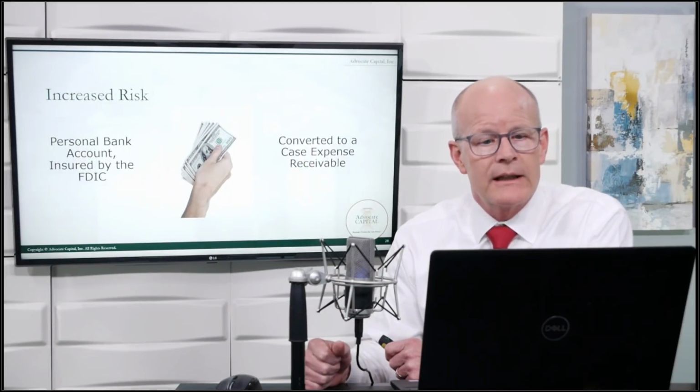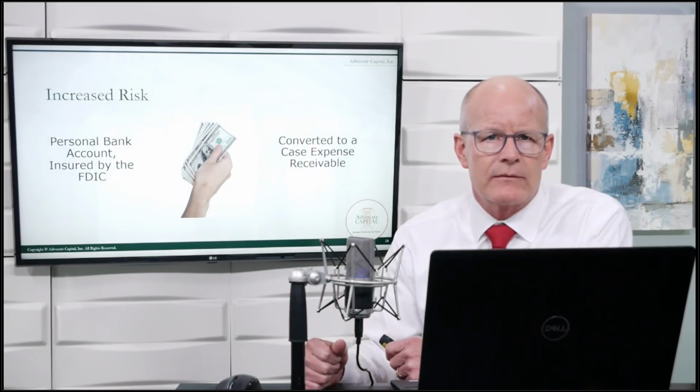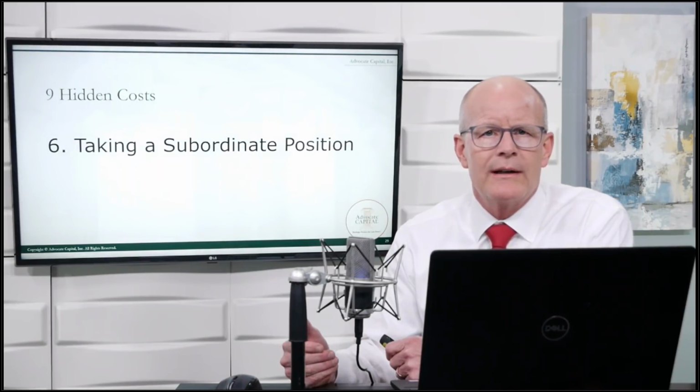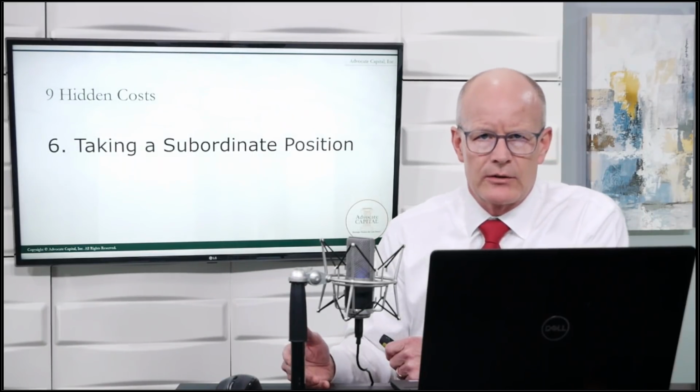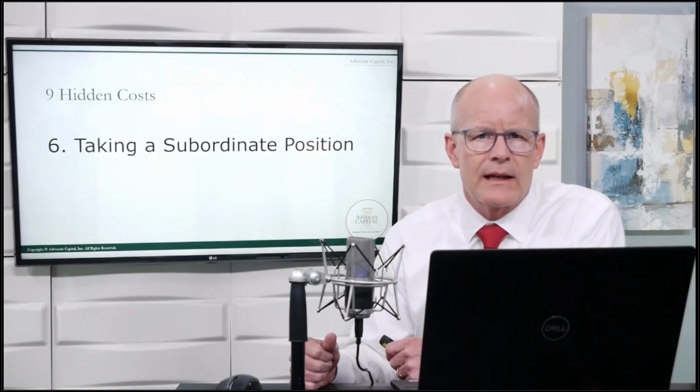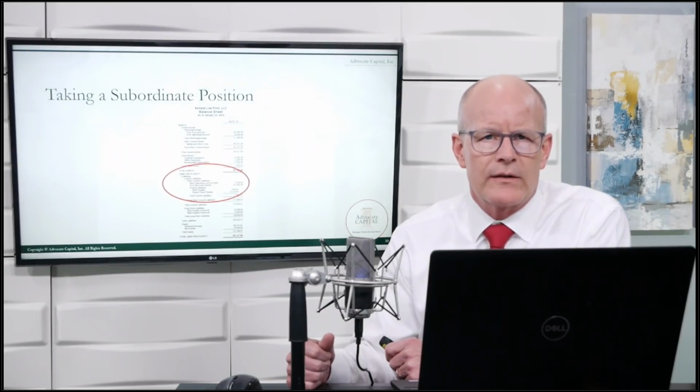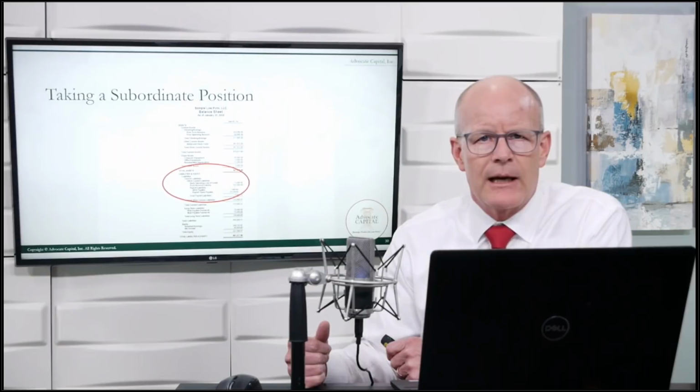But if you're self-funding, you've allowed that cash to be converted to a case expense receivable. All right, number 6, taking a subordinate position. If you're familiar with the Uniform Commercial Code, lending, filing security agreements and things like that, you'll understand the position of liens. And if you look at a balance sheet of a law firm, you'll notice in the liability and equity section that the liabilities owed to other people are listed there, and equity comes after that.